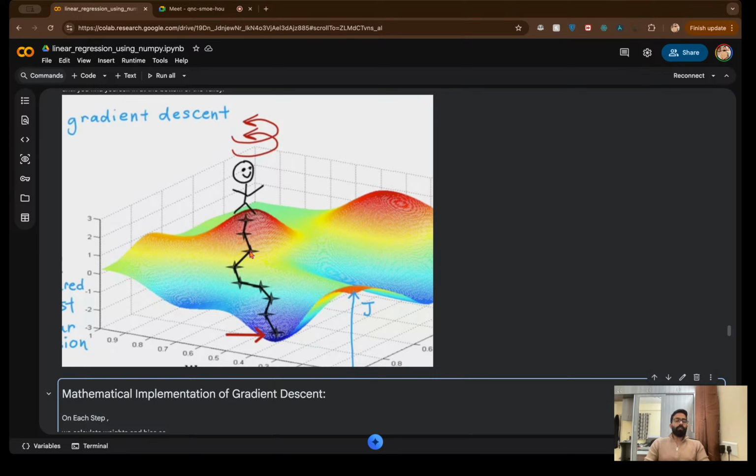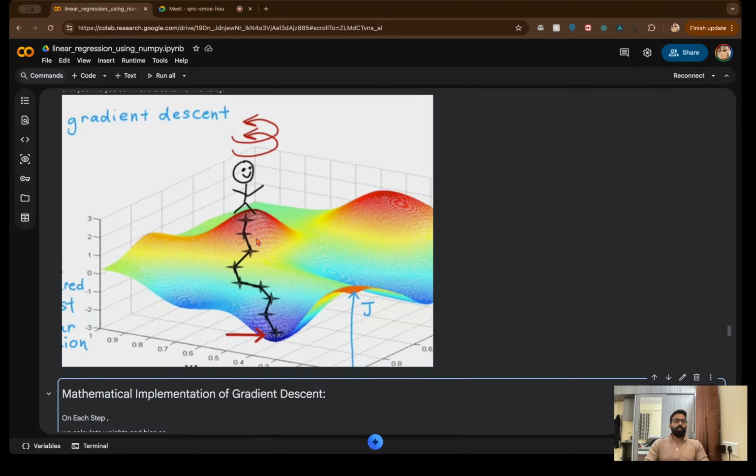That's the beauty of mathematics here. It is considering all the values. The 360-degree view means it is considering all the values of W and B, all the possible permutation combinations of W and B simultaneously.